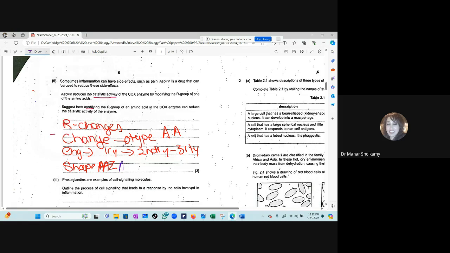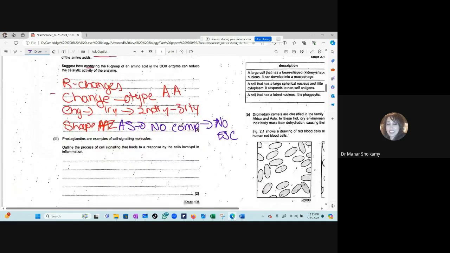It will change the shape of the active site. And no, it will no longer be complementary. And no enzyme substrate complex. It will not be able to carry out its normal reaction. It will not be able to reduce the activation energy. Anything that crosses your mind that relates to the function of the enzyme, write it down. Okay?